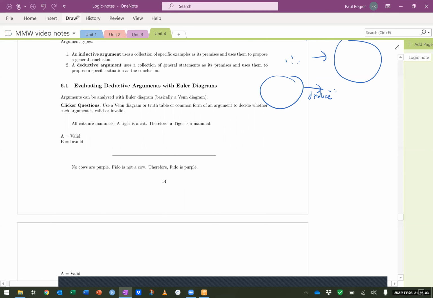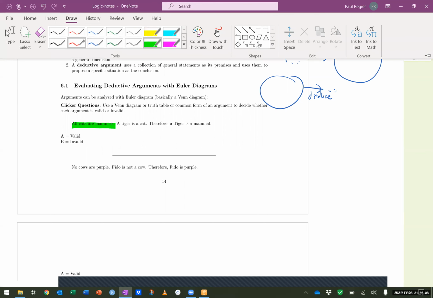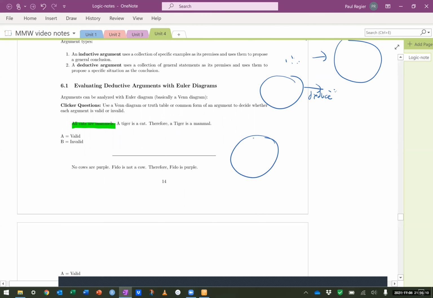So let's look at this statement. All cats are mammals. This is the same thing as saying if here are all my cats, cats are included in mammals. All cats are mammals, right? They're a subset of the mammals. So if a tiger is an element of the cats, here's a tiger. Notice the tiger is also an element of the mammals. So a tiger is a mammal. And that's valid.